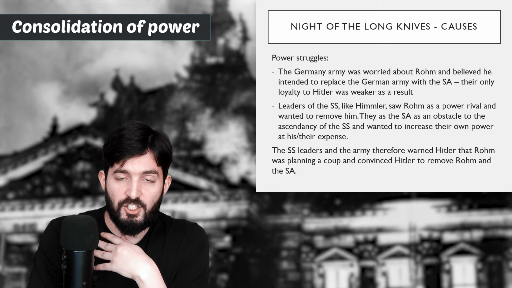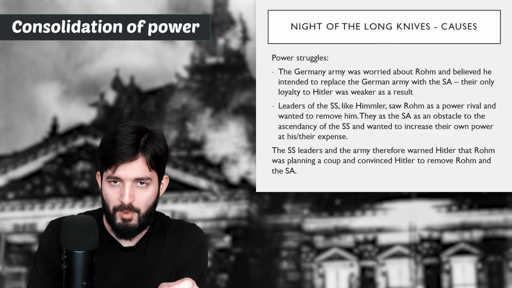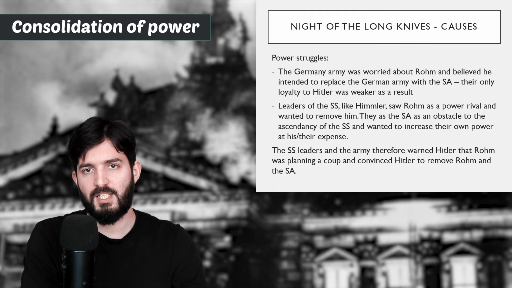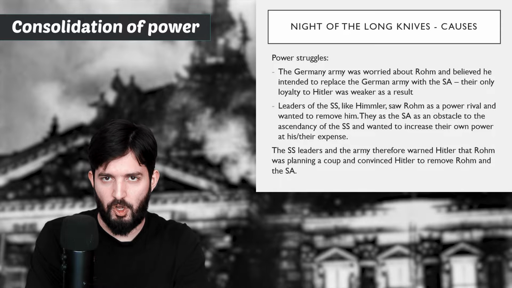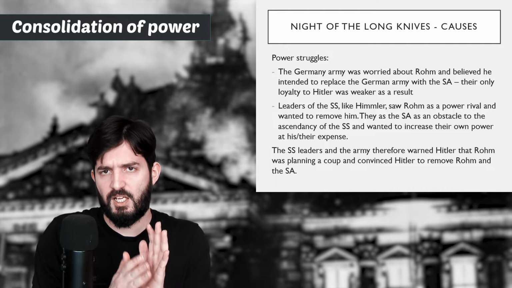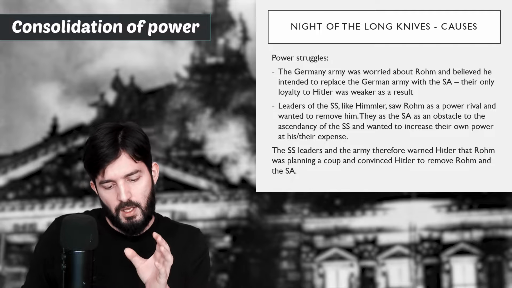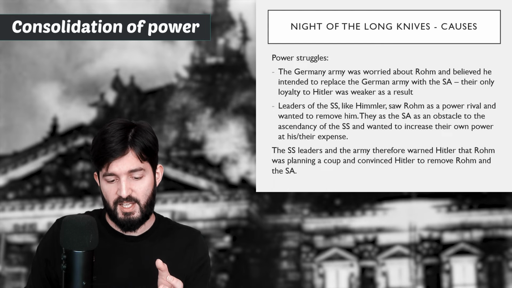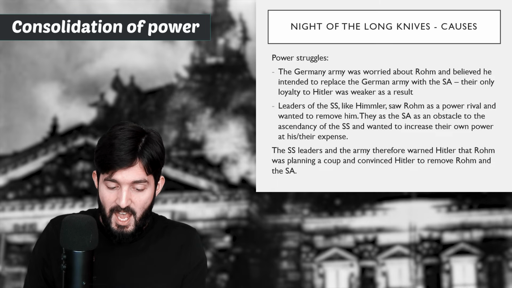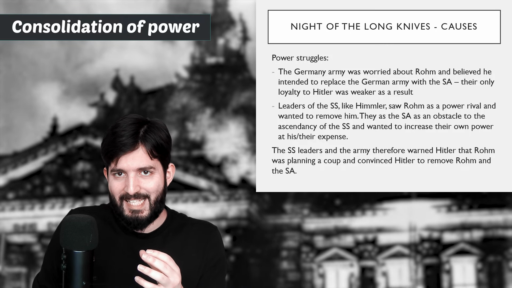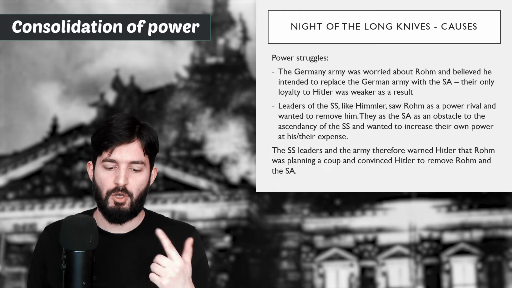Additionally, you also had leaders of the SS like Himmler, who saw Röhm as a power rival within the party itself, and they wanted to remove Röhm because they wanted themselves to ascend within the party. I've mentioned really briefly, the Nazi party for its entire existence is racked by these internal power struggles between groups that are trying to gain ascendancy or Hitler's favor and rise and fall in the party. So Himmler, leader of the SS, and Heydrich as well, both see Röhm as a power rival and want to remove him. They see the SA as an obstacle to the ascendancy of the SS within the Nazi party and Germany, and they want to basically increase their own power at the expense of Röhm.